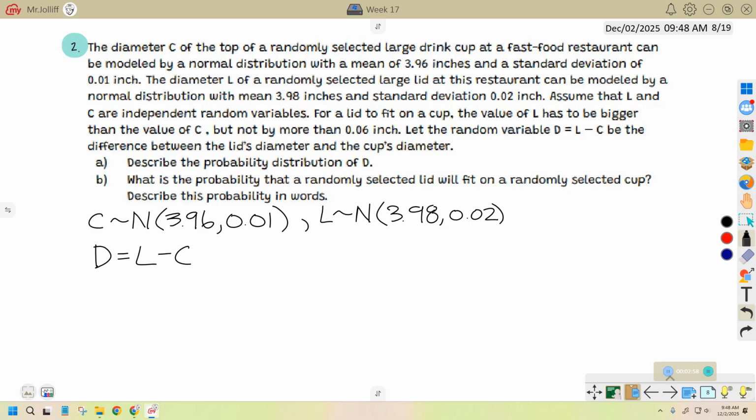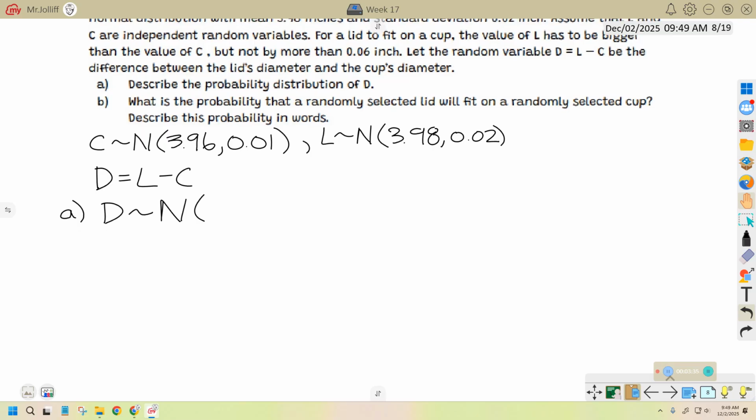And A says describe the distribution of D. So we're looking at a difference between two random variables. If those two random variables are normal, what do I know about their difference? Also normal. Good. So I know D is normal. So D follows a normal distribution. I know for a normal distribution, I need a mean and standard deviation. So the question is now, what does the mean of D look like? What does the standard deviation of D look like?